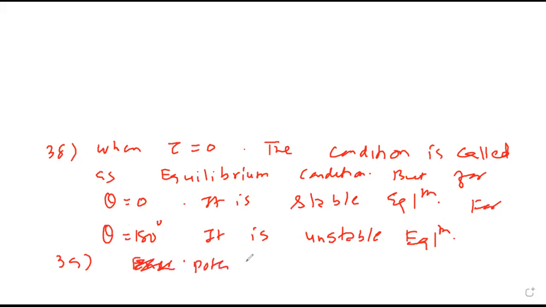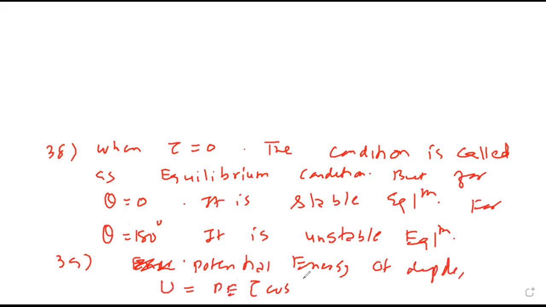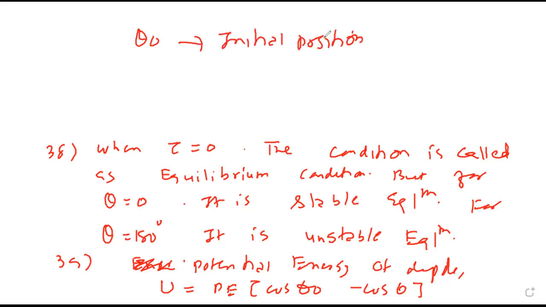Potential energy of dipole, comma, U equals P E cos theta 0 minus cos theta. Theta 0 is initial position. Theta is final position. Copy 38, 39.